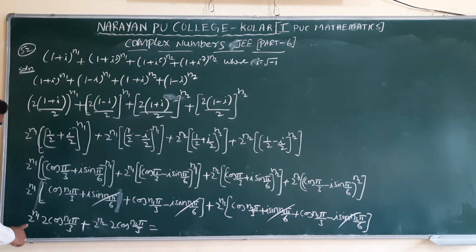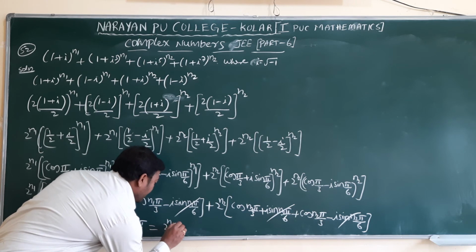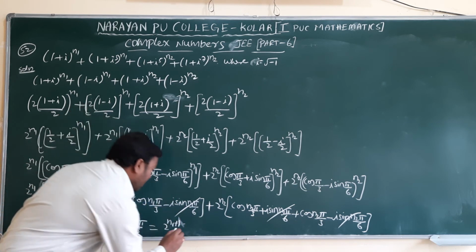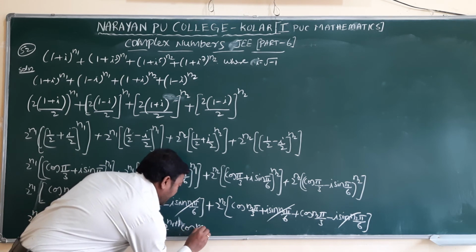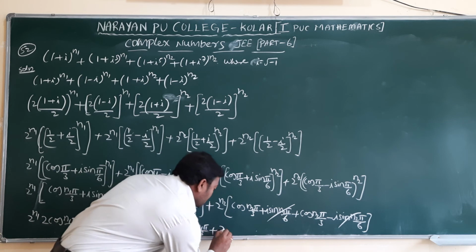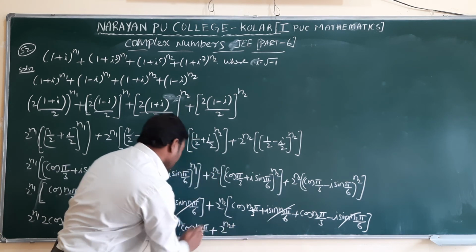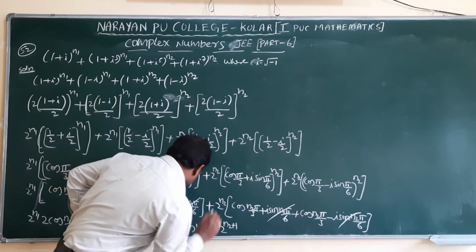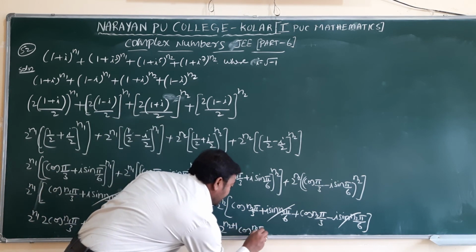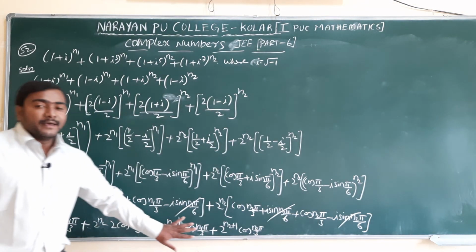So bases are same, power should be added. So 2 power n1 plus 1 into cos of n1 pi by 3 plus 2 power n2 plus 1 into cos of n2 pi by 3. So already we know that both should be real.